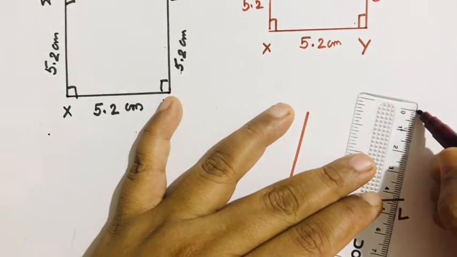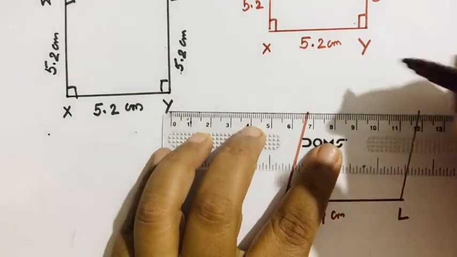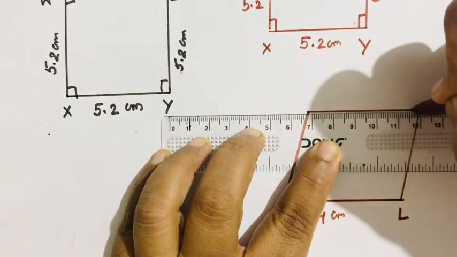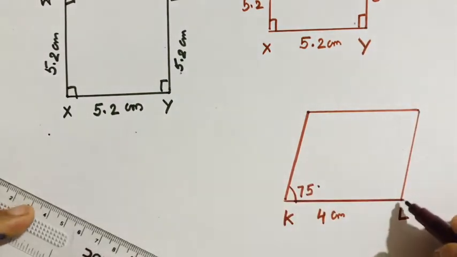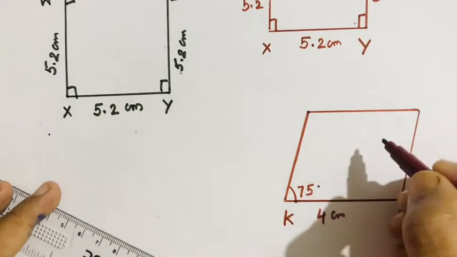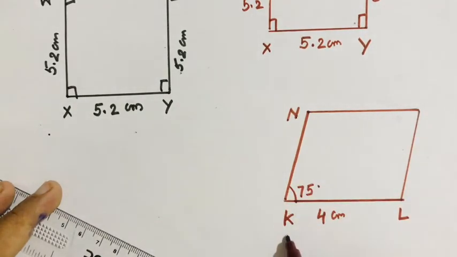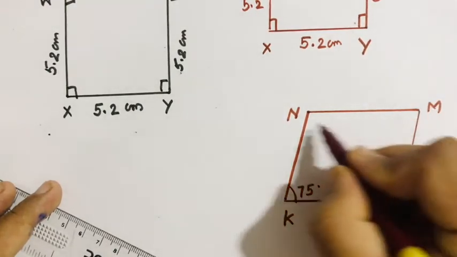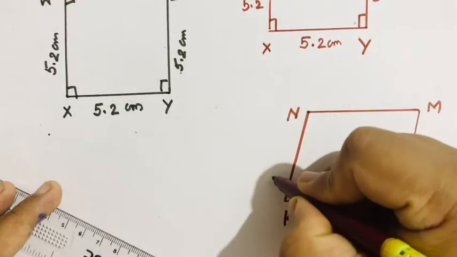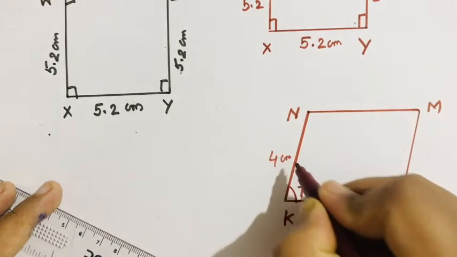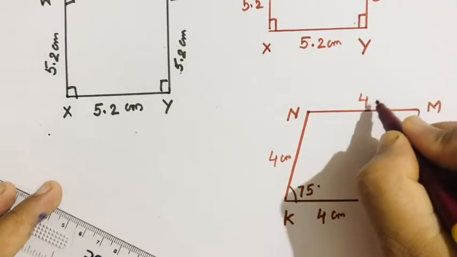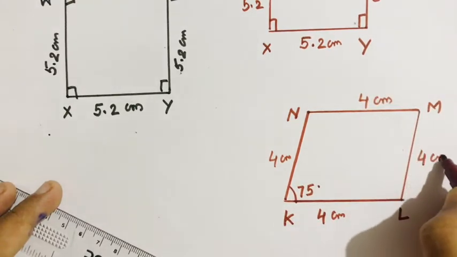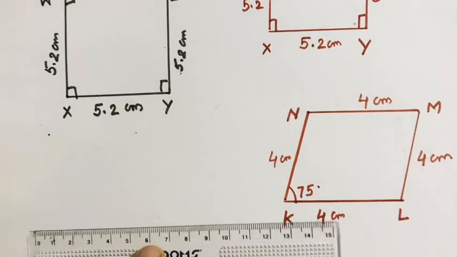Then here a rhombus is also a four-sided closed figure. It's a quadrilateral in which the length of all four sides is equal. K, L, M, N. Here KN distance is 4 centimeters. NM distance is also 4 centimeters because all its sides are equal. Now we will be drawing the final diagram.